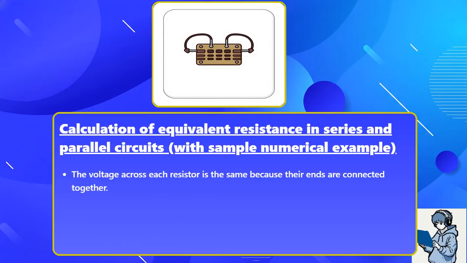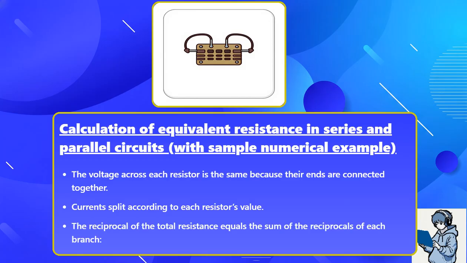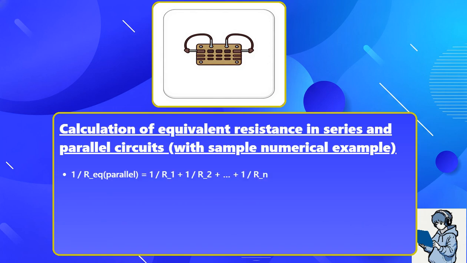The voltage across each resistor is the same because their ends are connected together. Current splits according to each resistor's value. The reciprocal of the total resistance equals the sum of the reciprocals of each branch. 1 over Rx parallel equals 1 over R1 plus 1 over R2 plus 1 over Rn. Or for two resistors, Rx equals R1 times R2 divided by the sum of R1 and R2.